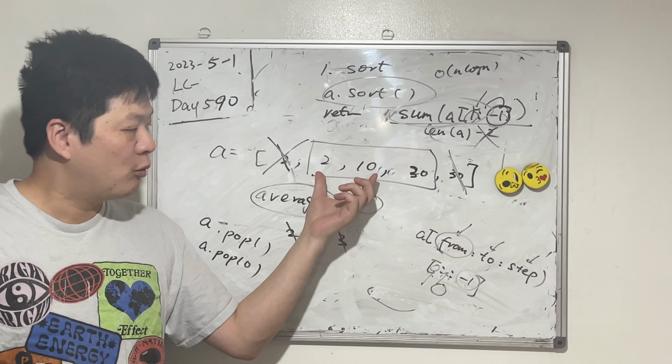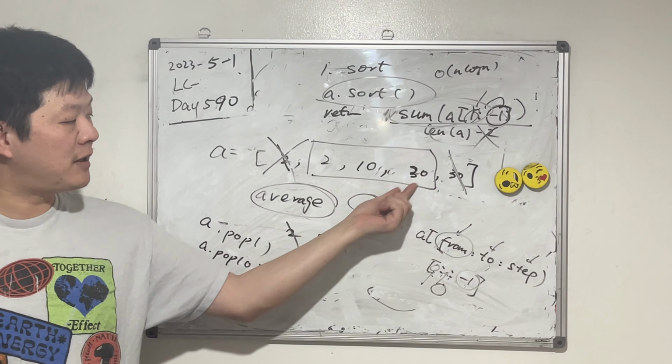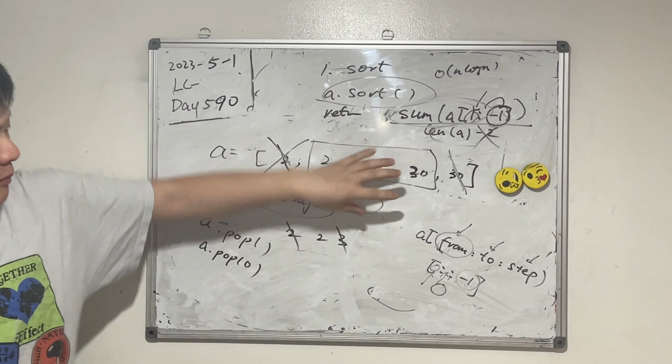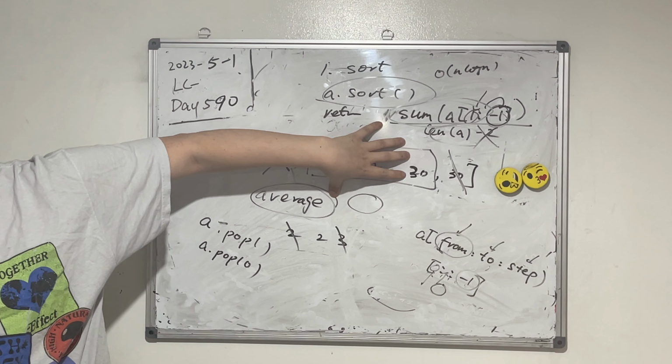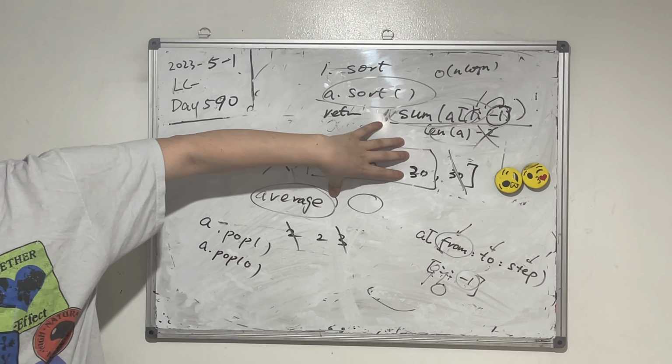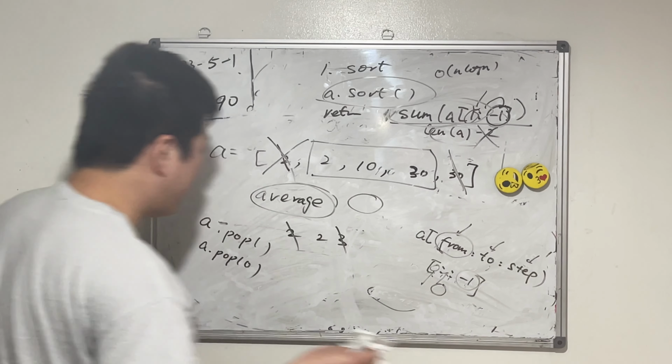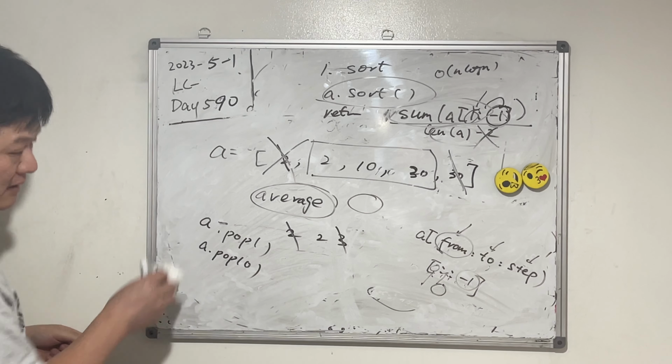Why do we need to sort it? Do we need to keep these numbers in order here? We want to find out the minimum and maximum, but do we need the numbers in the middle to be sorted? We don't. So we just need to find the minimum and maximum, and that's it.